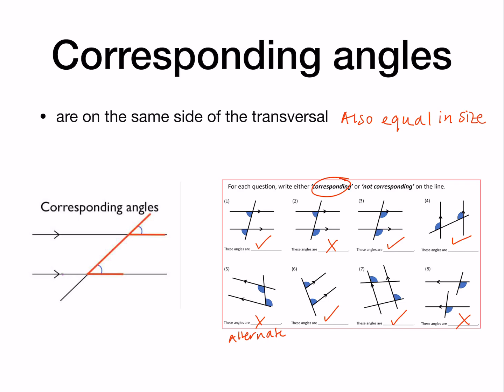So you can see in our examples, the first one, they are corresponding. The second one, they're not corresponding. The next one, they are corresponding. So they're either below or above, but they're on the same side of the transversal.